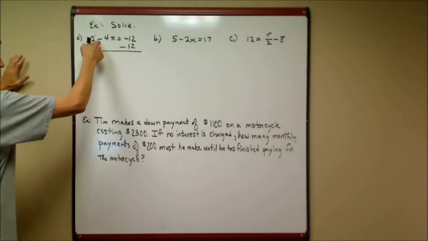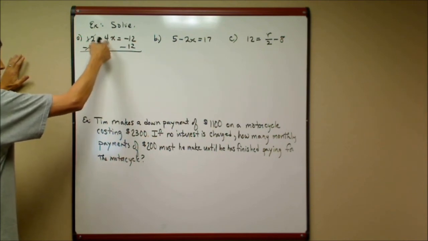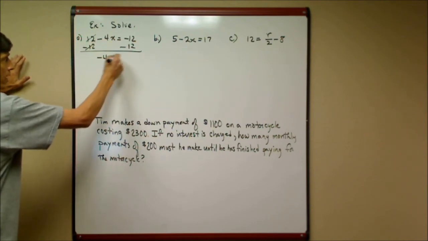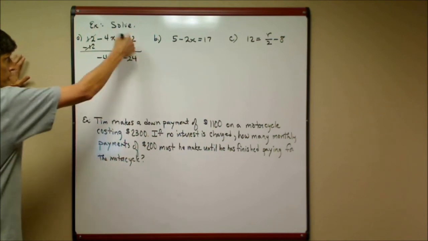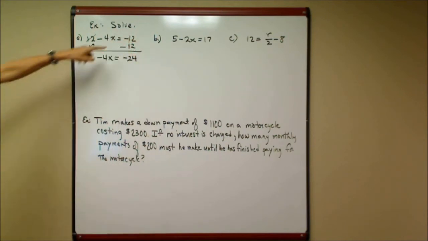These will cancel. The minus sign goes with the 4. It's like a negative 4. So that's negative 4x and that's a negative 24. These do not cancel, they're both negative. So think of this minus 12 as a negative 12 that you're adding.